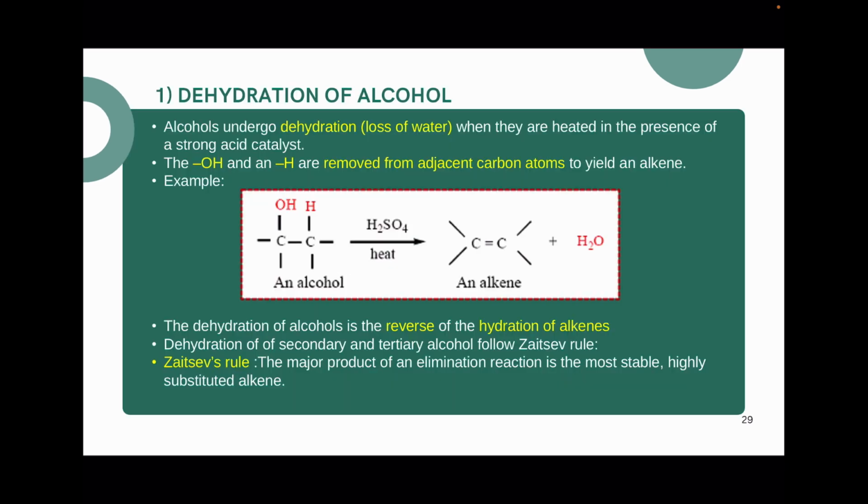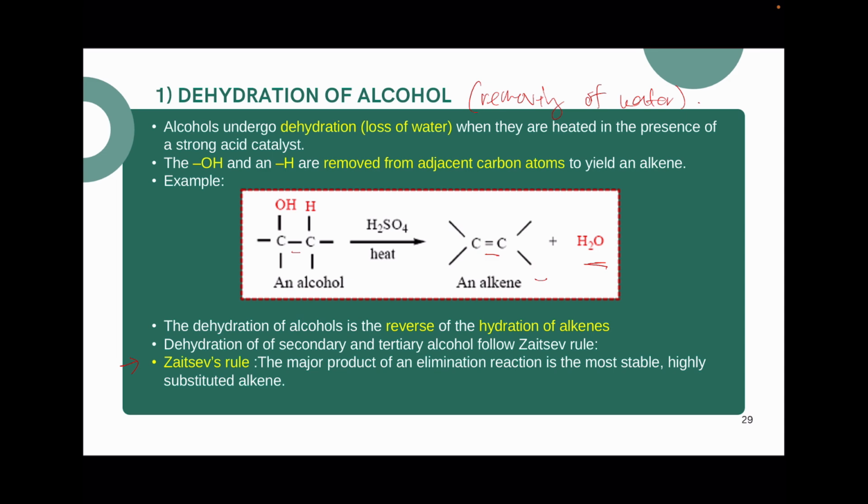The first one is the dehydration of alcohol, which is the removal of water. In this reaction, alcohol loses water and an alkene is formed, which means the single bond becomes a double bond. A strong acid like sulfuric acid is used to remove water here. For this reaction, the major product is determined based on the Zaitsev rules.